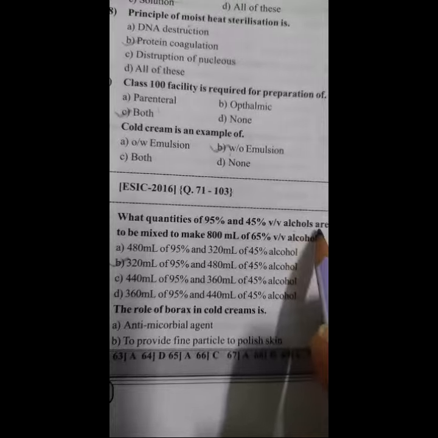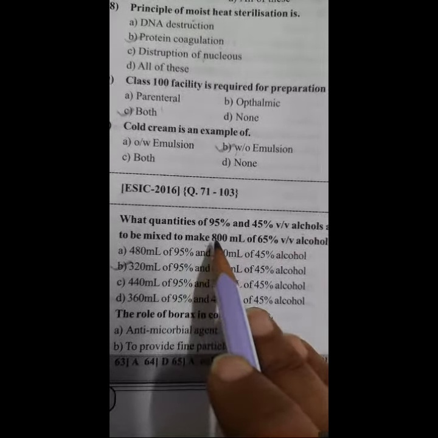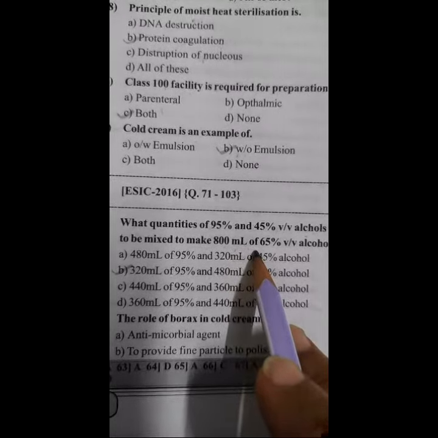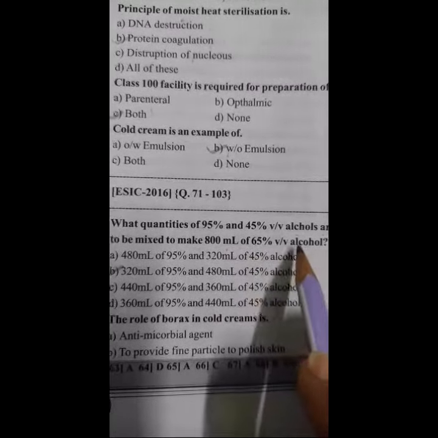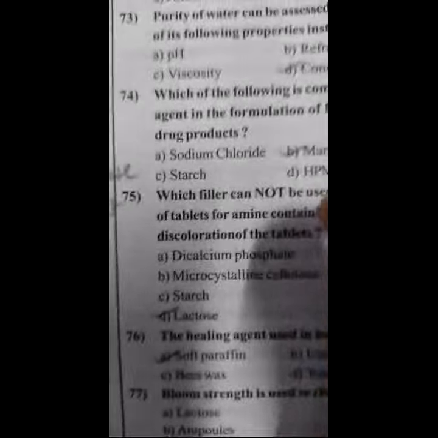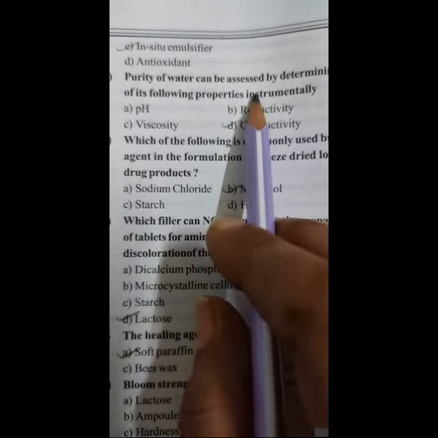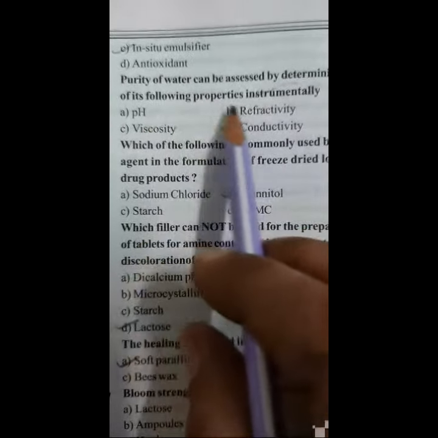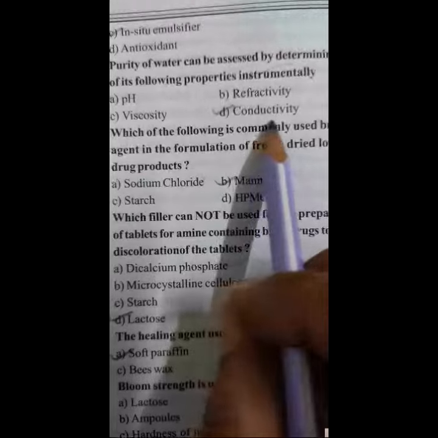What quantities of 95% and 45% volume by volume alcohol are to be mixed to make 800 ml of 65% volume by volume alcohol? 320 ml of 95% and 480 ml of 45%. Purity of water can be assessed by determining one of its properties instrumentally: conductivity.